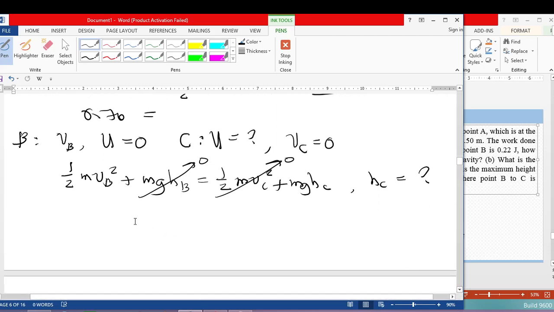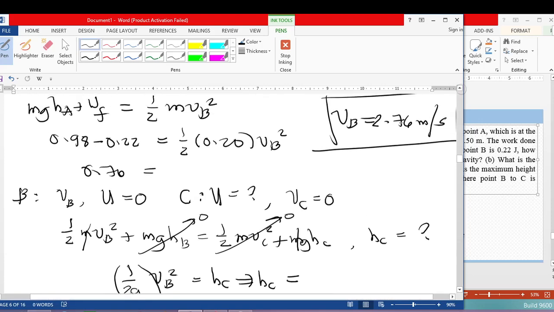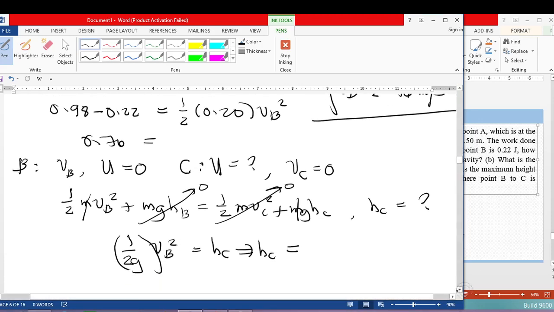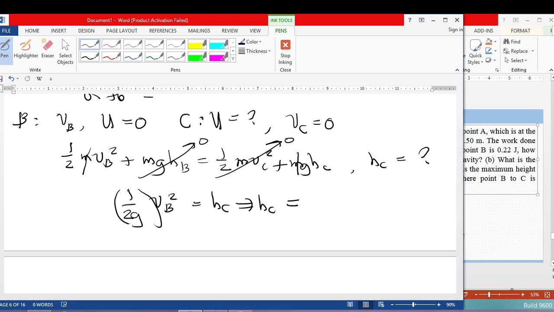So we have 1/2, and we cancel m. They are common to both sides. So here, this is the HC. So we have VB squared over 2g. So what is your HC? So VB, the velocity at point B, we refer to our result here, which is equal to 2.76. So we have 2.76 squared. So the height is 0.39 meter.